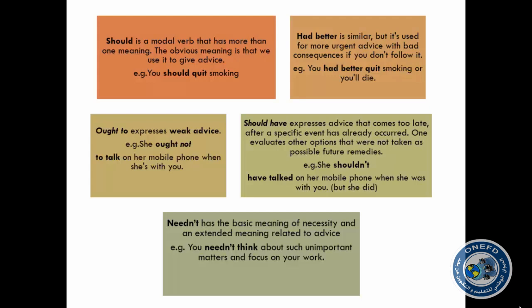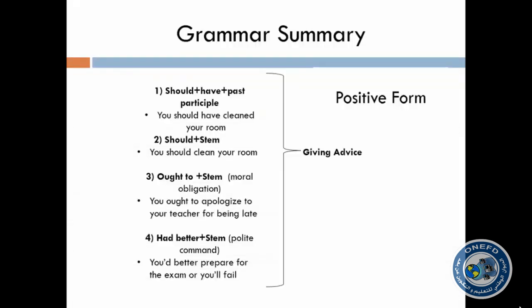Should have expresses advice that comes too late after a specific event has already occurred. Finally, needn't has the basic meaning of lack of necessity and an extended meaning related to advice. So let's take a look at their forms. First we start with the positive form. Should plus have plus past participle. Second, should plus stem. 3, ought to plus stem. 4, had better plus stem.